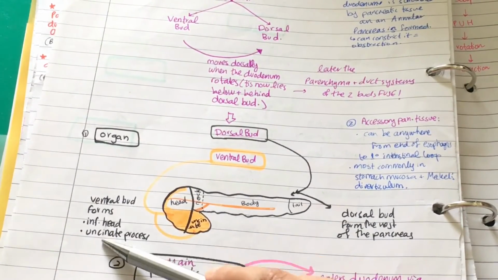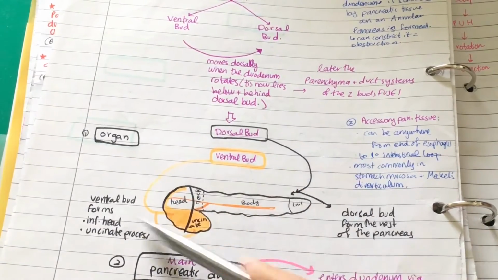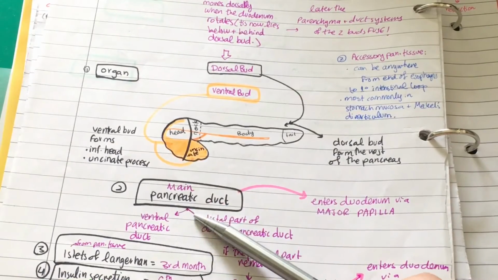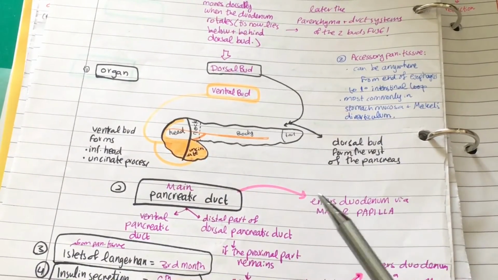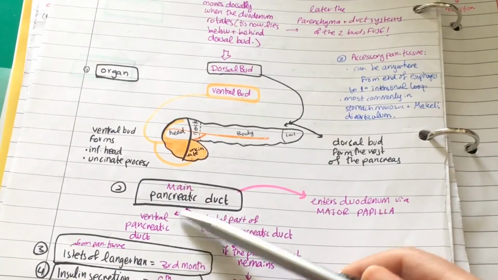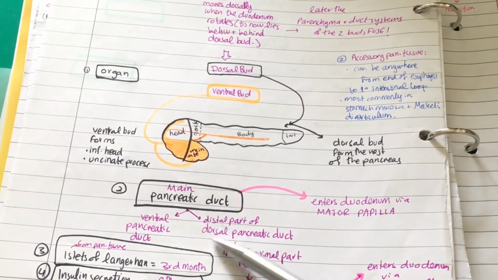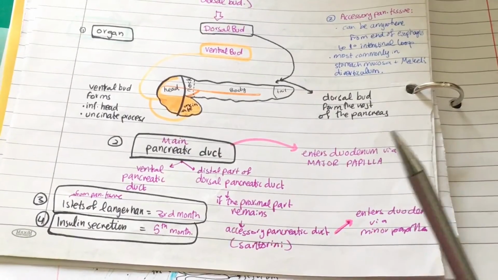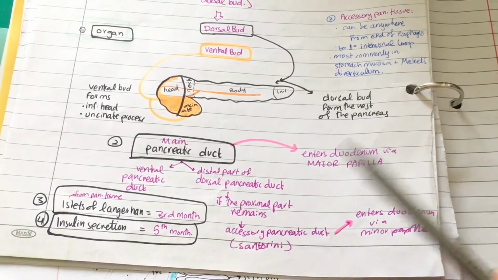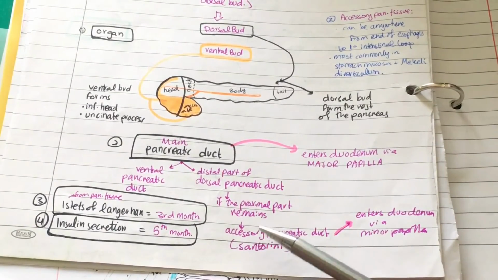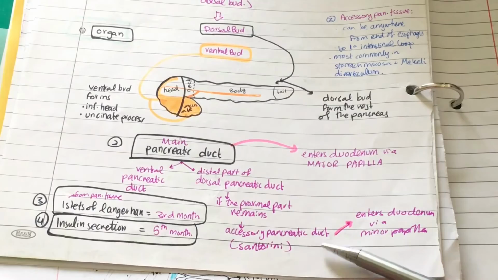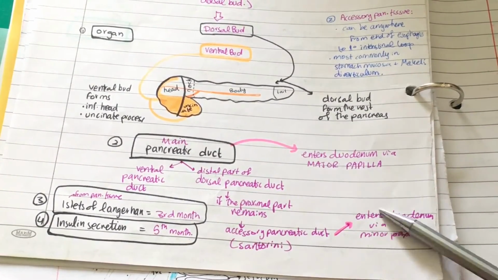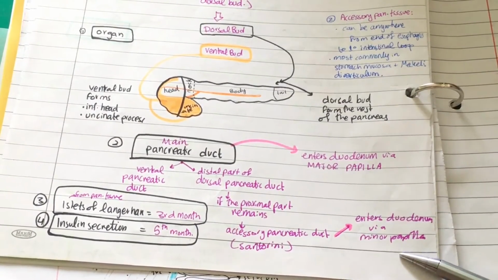As you can see, this is how the organ is formed. Now we move on to the formation of the main pancreatic duct, which enters the duodenum via the major papilla. It has a ventral pancreatic duct and the distal part of the dorsal pancreatic duct. So if the proximal part remains, you have the formation of the accessory pancreatic duct, which is also known as the duct of Santorini, and this enters the duodenum via the minor papilla.